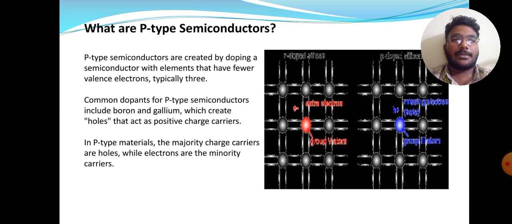What are p-type semiconductors? P-type semiconductors are created by doping a semiconductor with elements that have fewer valence electrons. Typically, the common dopants for p-type semiconductors include boron and gallium, which create holes that act as positive charge carriers. In p-type materials, the majority carriers are holes, while electrons are the minority carriers.